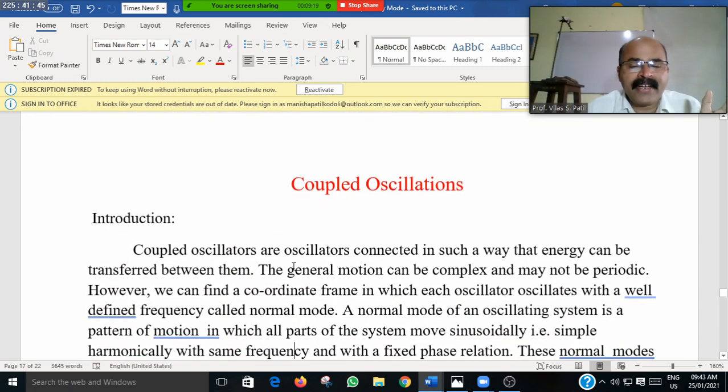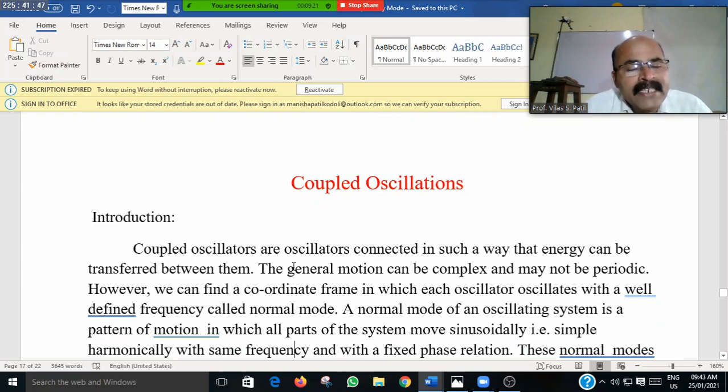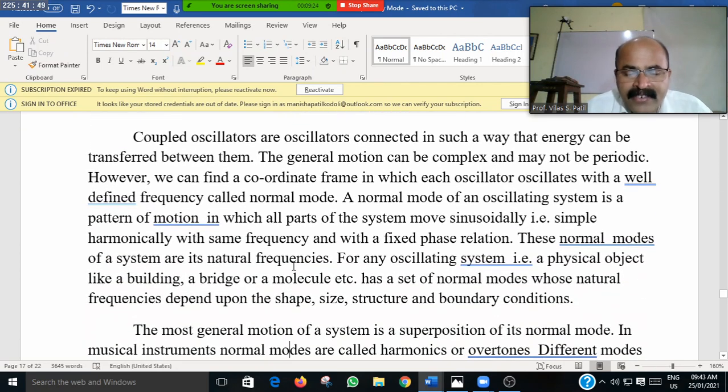This is the second chapter, that is the coupled oscillation. And we just explained in the last lecture what coupled oscillations are. Coupled oscillators are oscillators connected in such a way that energy can be transferred between them.